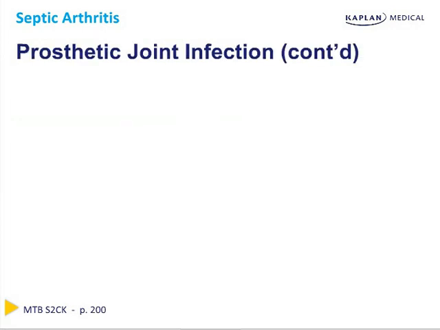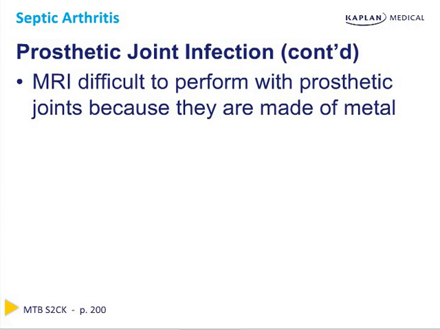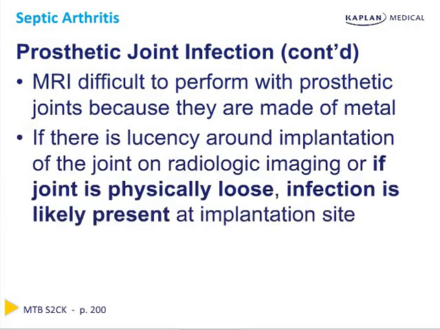An MRI is difficult to perform with prosthetic joints because they're made of metal. If there is lucency around an implantation of the joint on radiologic imaging, or if the joint is physically loose, infection is likely present at the implantation site.